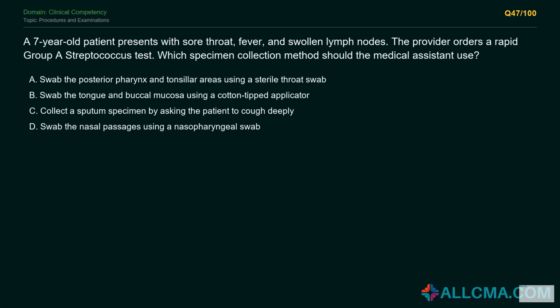Option A. Swab the posterior pharynx and tonsillar areas using a sterile throat swab. Option B. Swab the tongue and buccal mucosa using a cotton-tipped applicator. Option C. Collect a sputum specimen by asking the patient to cough deeply. Option D. Swab the nasal passages using a nasopharyngeal swab.